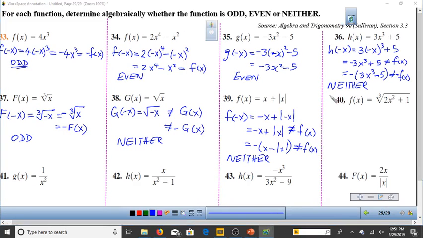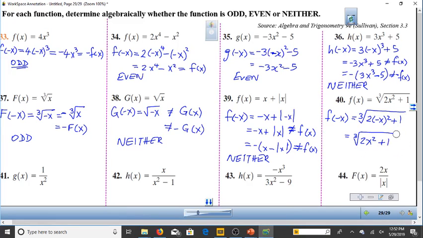Let's try number 40. I replace all my x's with negative x, and then I simplify. When I square negative x, I get the same as when I square a positive, so I get 2x squared plus 1 under a cube root, which is the same as what I had before. That is equal to the original function, so we're talking about an even function here.